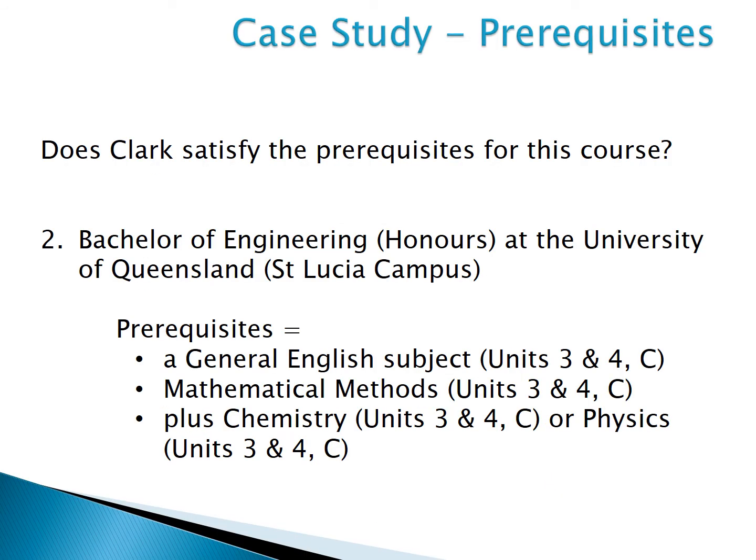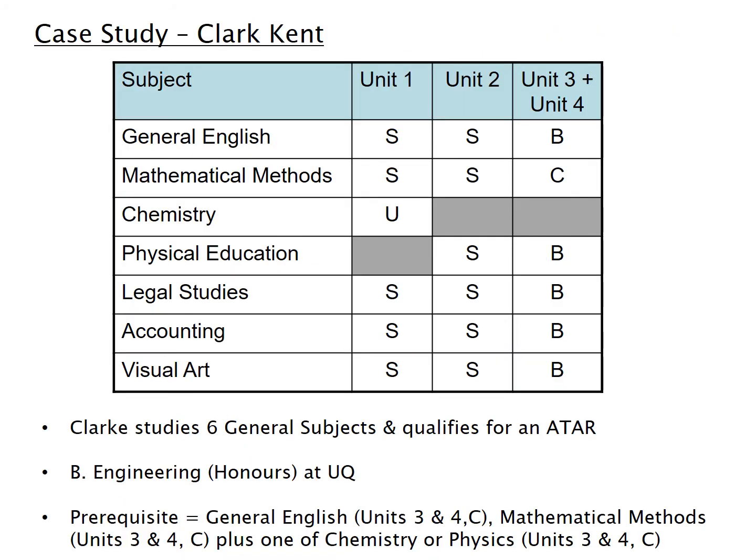So Clark is also thinking about engineering. So obviously Clark's really not quite sure what he wants to do. So the prerequisites for engineering are saying general English. He's got to at least pass that. Mathematical methods as well, plus chemistry or physics. So he doesn't have to study both chemistry and physics. At least one of those would suffice. So let's have a look and see what Clark does now.